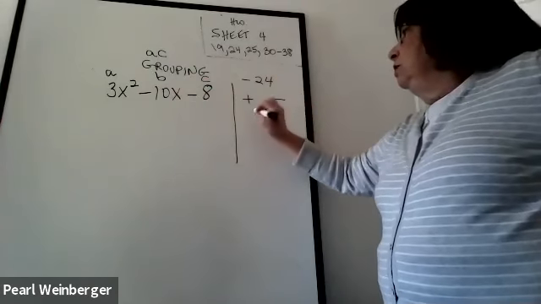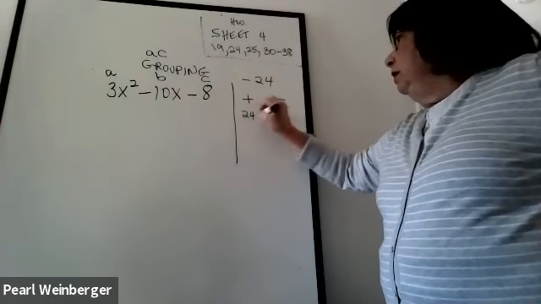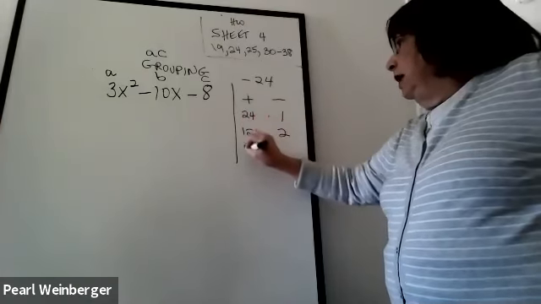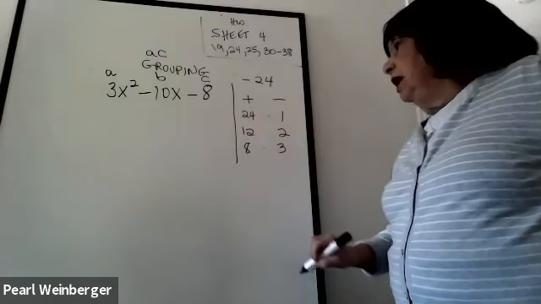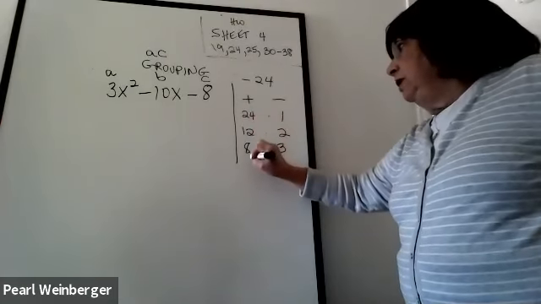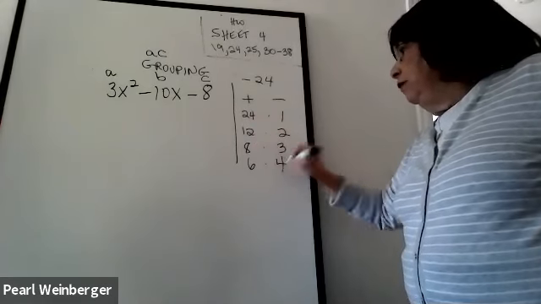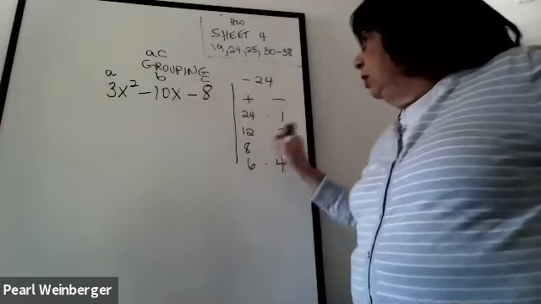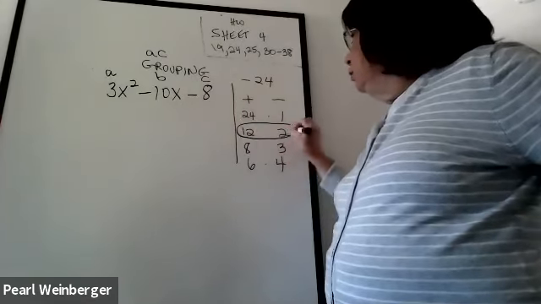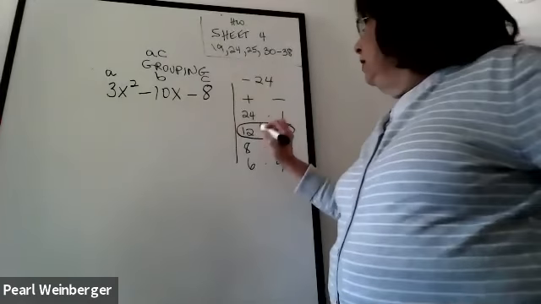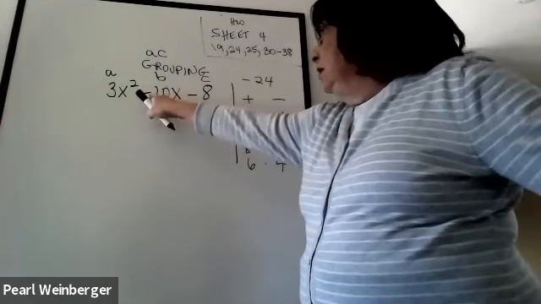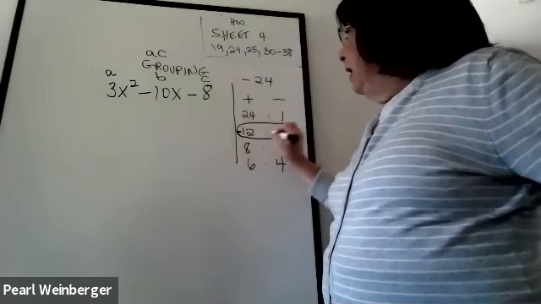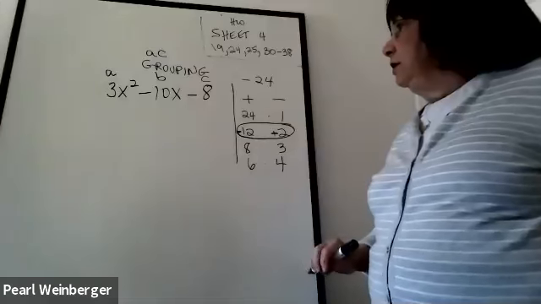Now, what numbers multiply to 24, but when we subtract them, give us 10? Well, it could be 24 and 1. It could be 12 and 2. It could be 8 and 3. These are all the products of 24. Or it could be 6 and 4. Now, of all of these, this is a minus, so it has to subtract to 10, and it has to be the 12 and the 2. And not only that, since this is a negative 10x, the larger number has to be the negative, and the smaller number has to be the positive.